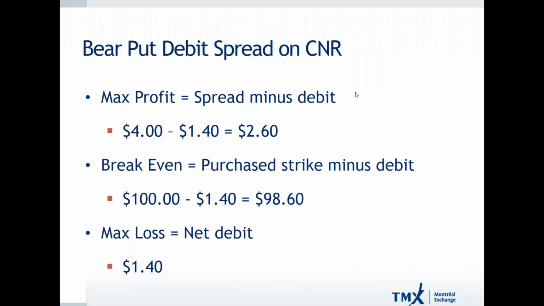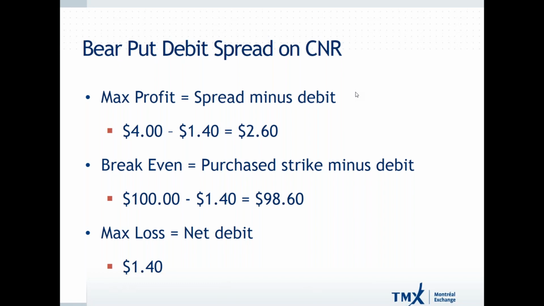All right? So if we're looking to understand the logistics a little bit more, in order to determine the maximum profit, we take the spread between the strike prices, which is $4, and we subtract the debit that we've incurred. In this case, you can see that the debit to our account is $1.40. We have the opportunity to make $2.60, provided that the underlying shares are trading at or below the written strike price of $96 on expiration.